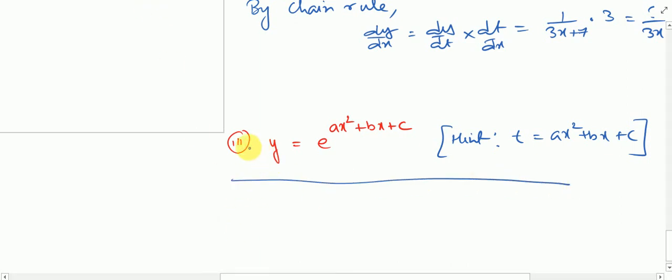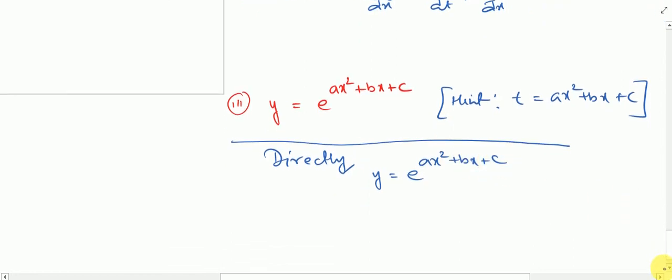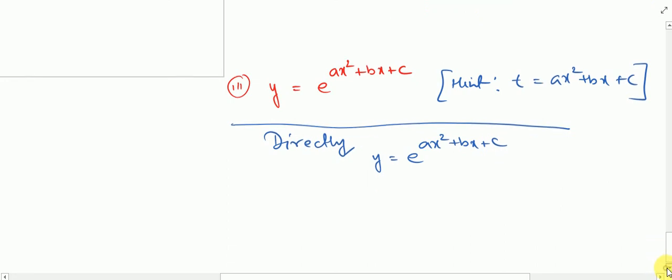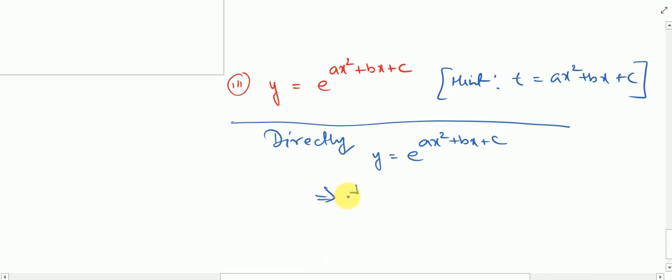So this is question number 3. I'm going to do it directly. y equal to e to the power ax square plus bx plus c. You should try to do most of the questions directly only, unless you are asked to use chain rule. So dy upon dx is equal to e to the power ax square plus bx plus c.